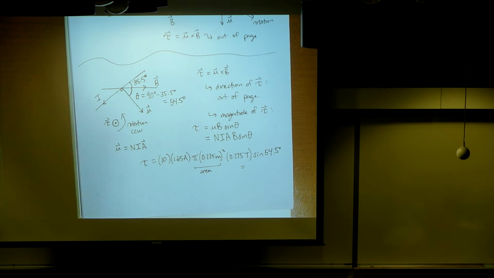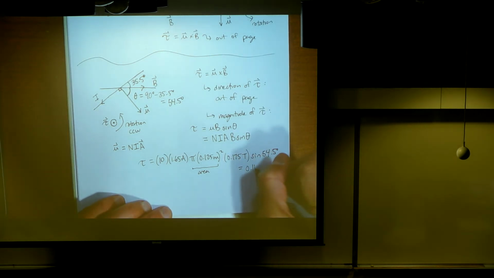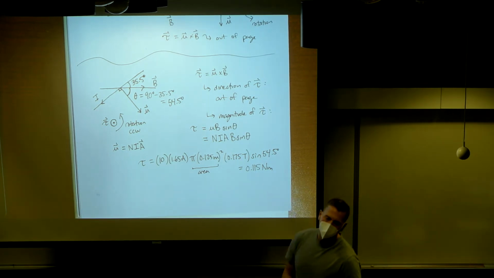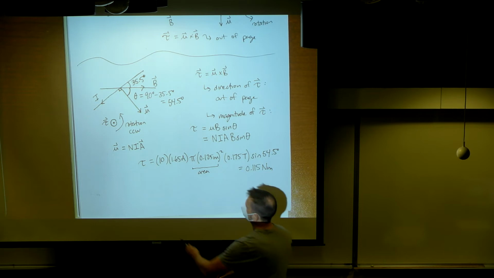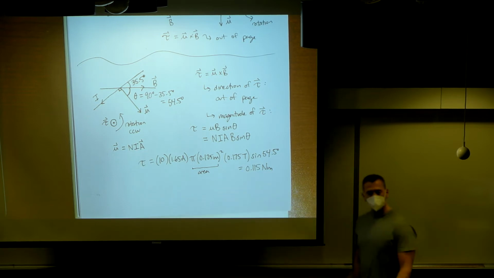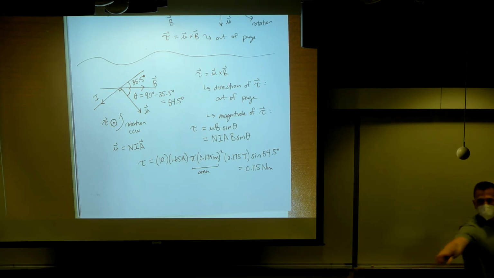We got 0.115. 0.115 Newton meters. That's how much torque there will be, 0.115 Newton meters. And again, the direction, we've already worked that out. Make sense? Any questions? All right, let's do another, yeah, go ahead.